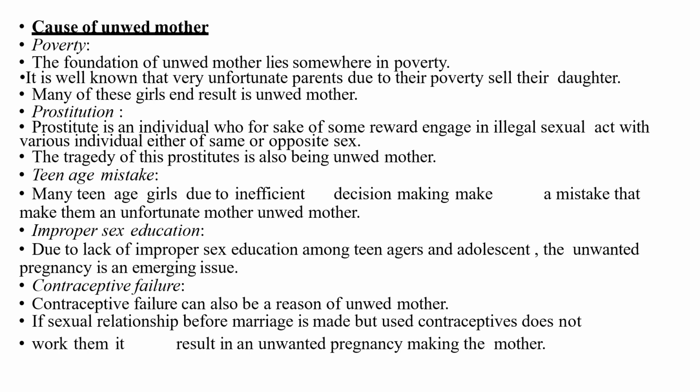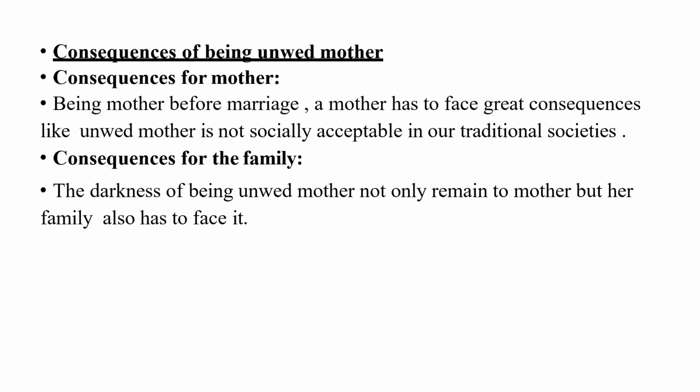Another one is contraceptive failure. Sometimes, even if the couples are using contraceptives, the contraceptive method may fail. For example, if you are using the condom, we cannot say that a condom is 100% effective in giving protection against pregnancy. There is a chance of failure. So such failure also may lead to unmarried mothers. And actually, these unmarried mothers later will face so many problems that we are going to see now.